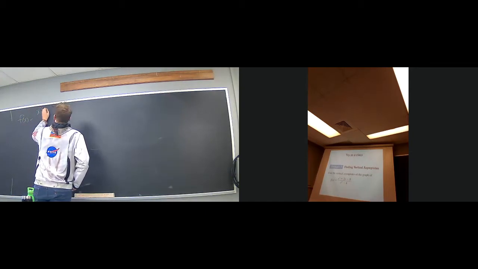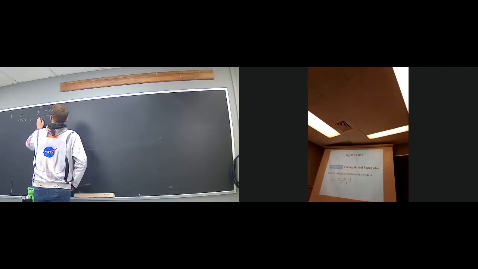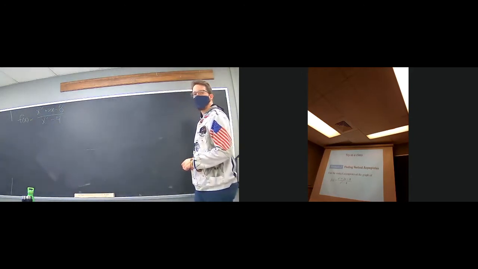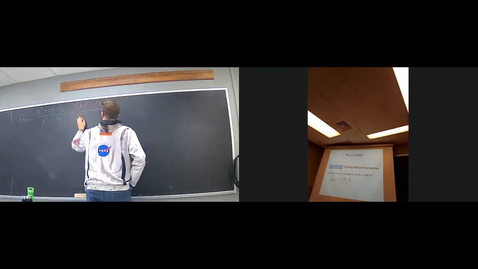We've got f of x is equal to x squared plus 2x minus 8 divided by x squared minus 4. Well, because we're good mathematicians, let's go ahead and factor both the numerator and the denominator. In the numerator, when we factor it out, we're going to get x plus 4 times x minus 2. And in the denominator, we're going to get x plus 2, x minus 2.